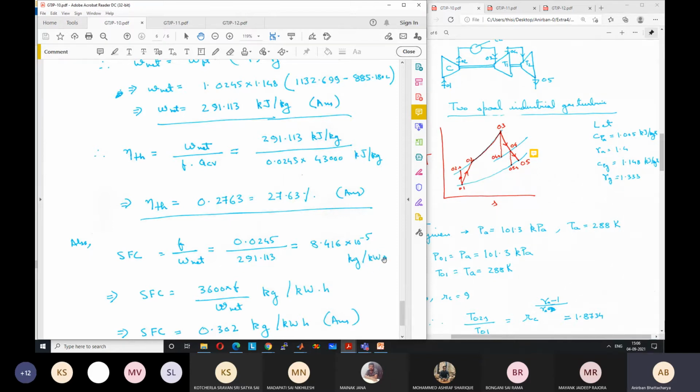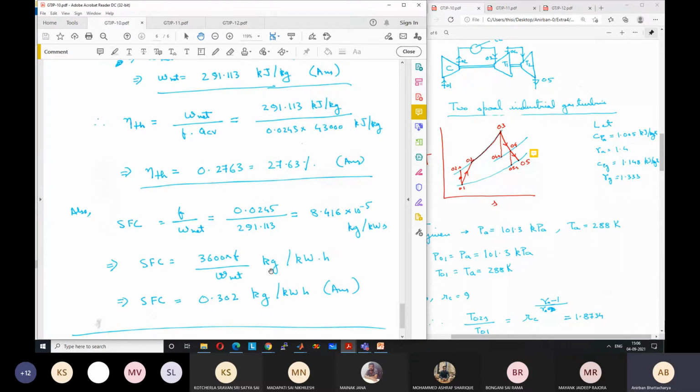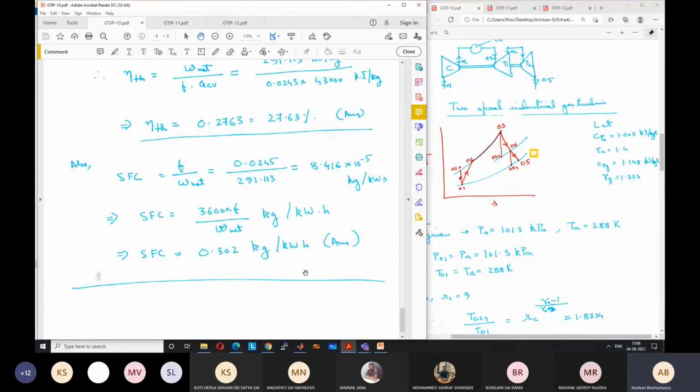Why have we converted to kilowatt second? Because we want to convert it to kilowatt hour, because that gives us a more practical value. So this value into 3600 gives kg per kilowatt hour, which comes out to be 0.302 kg per kilowatt hour. Why is this more practical? Because, let's say I need a turbine of 100 kilowatts, and I need to run that turbine for 1 hour, how much fuel will be required? Directly we can say from here, right?